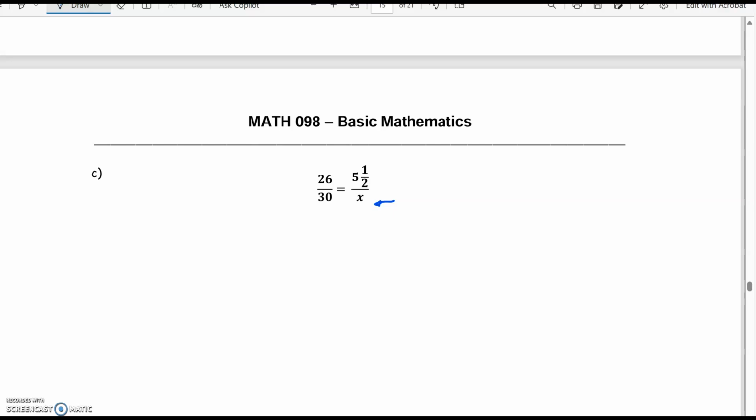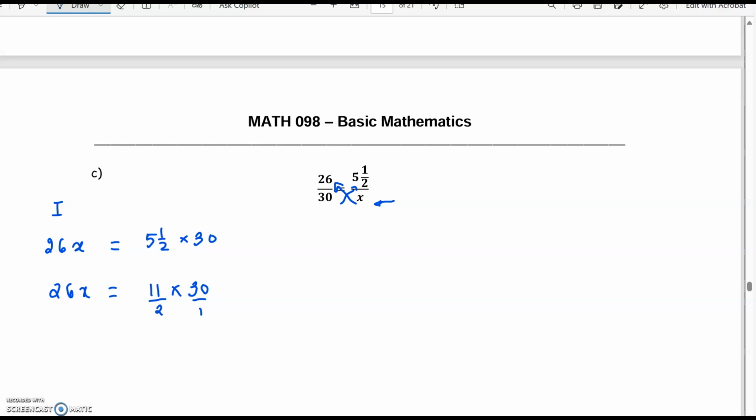So let's start with cross multiplication. We're using the first method of cross multiplication. So 26x equals 5.5 times 30. And remember, in the case of multiplication and division of mixed numbers, we change the mixed numbers to improper fractions. 5 times 2 is 10 plus 1, 11 over 2 times 30.